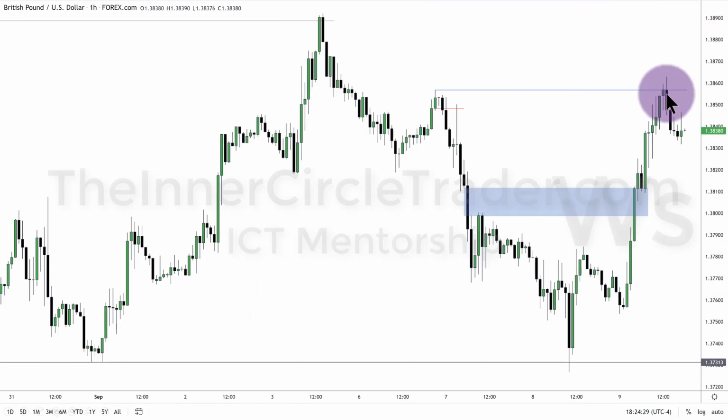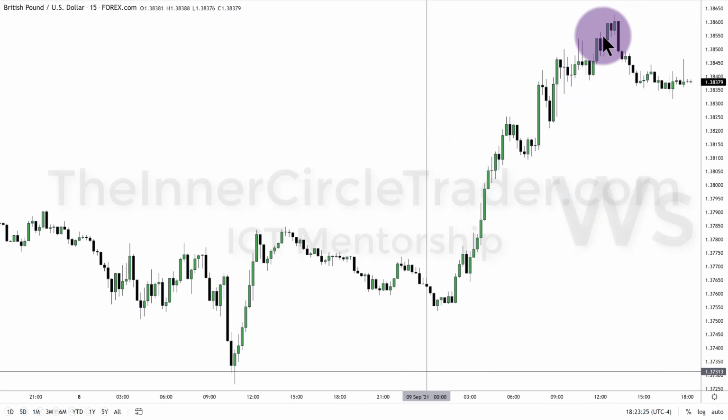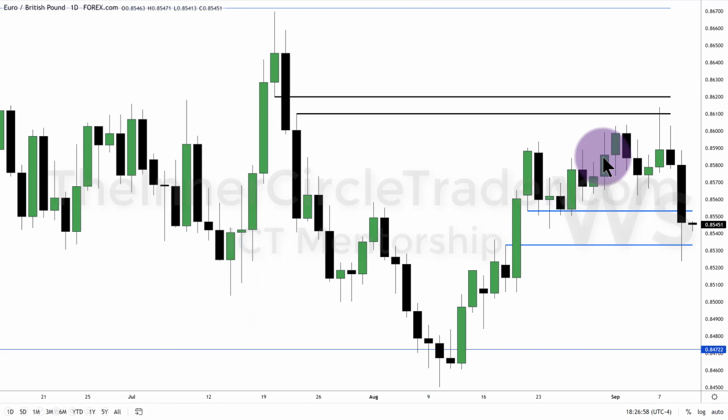There, it sweeps it, and look at the bodies of the candles matching up with the high. Just beautiful. And there's that run into that buy side liquidity pool on the 15-minute time frame. Finally, moving on into Euro Pound, and it dipped into its breaker a little bit more. There's an imbalance here, and we traded down into that.